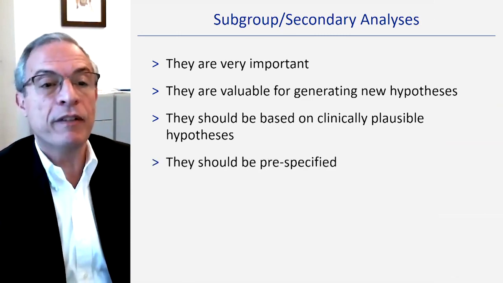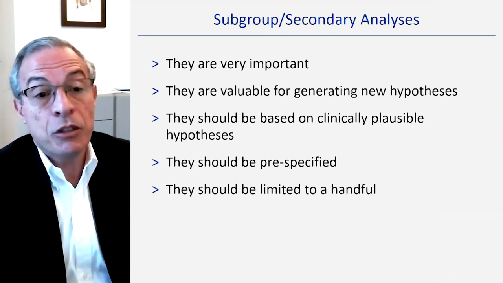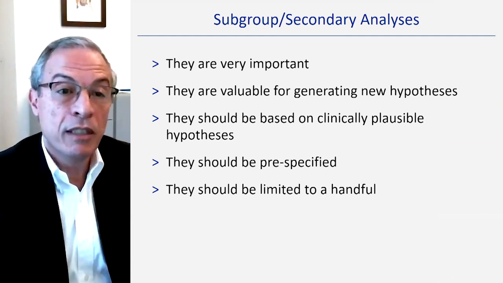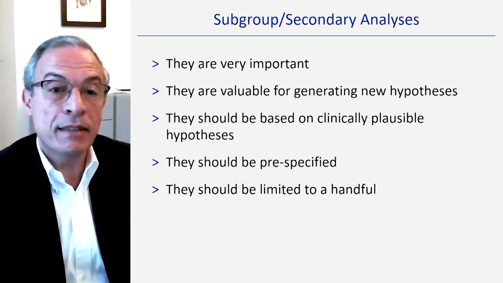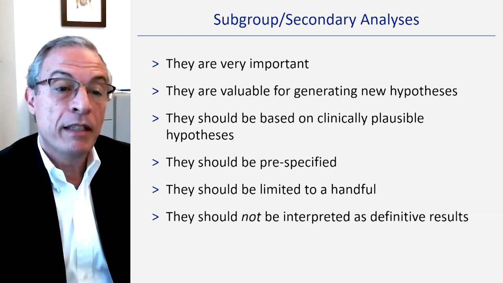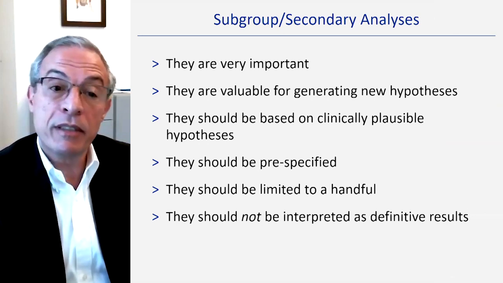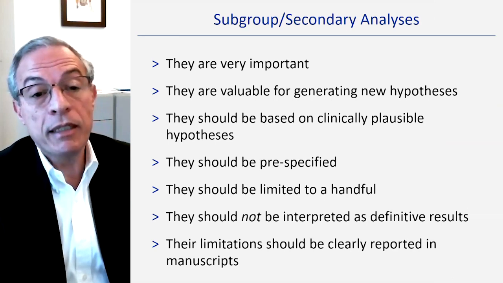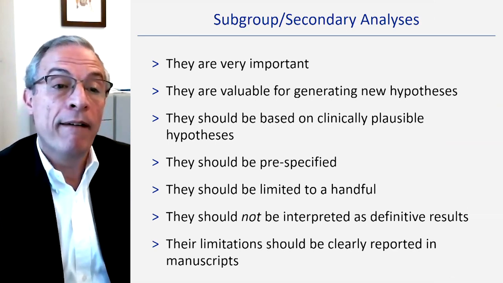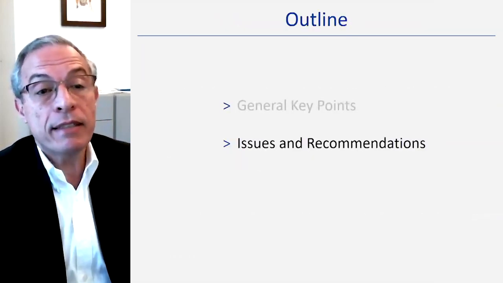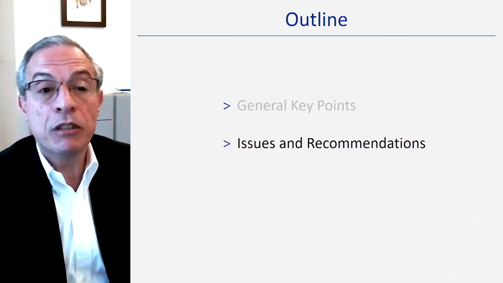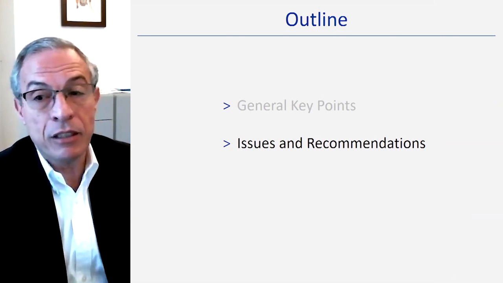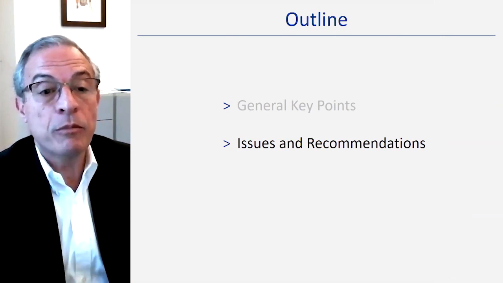They should be pre-specified. And then you say, well, they should be limited to a handful. Well, okay, they should be pre-specified. I'm going to pre-specify 200 secondary analyses. Well, no, that doesn't solve the issue. They should not be interpreted as definitive results because they were not powered to do that. And their limitations should be clearly reported in manuscripts. Okay, so those are the general key points I wanted to make. And now we're going to move to more specific statistical issues along with some recommendations.